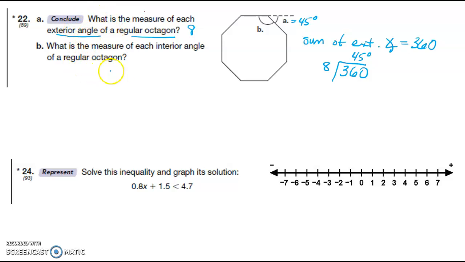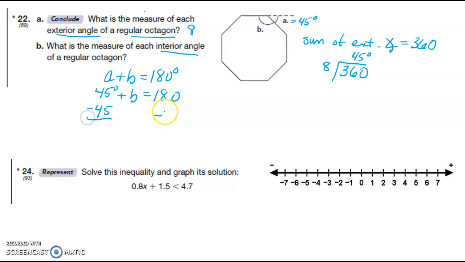And then it says, what is the measure of each interior angle? Well, I know that A plus B is equal to 180 degrees because it makes a line. And if A is 45, my B is going to come down. Those cancel. This equals 180 minus 45, which is 135 degrees.